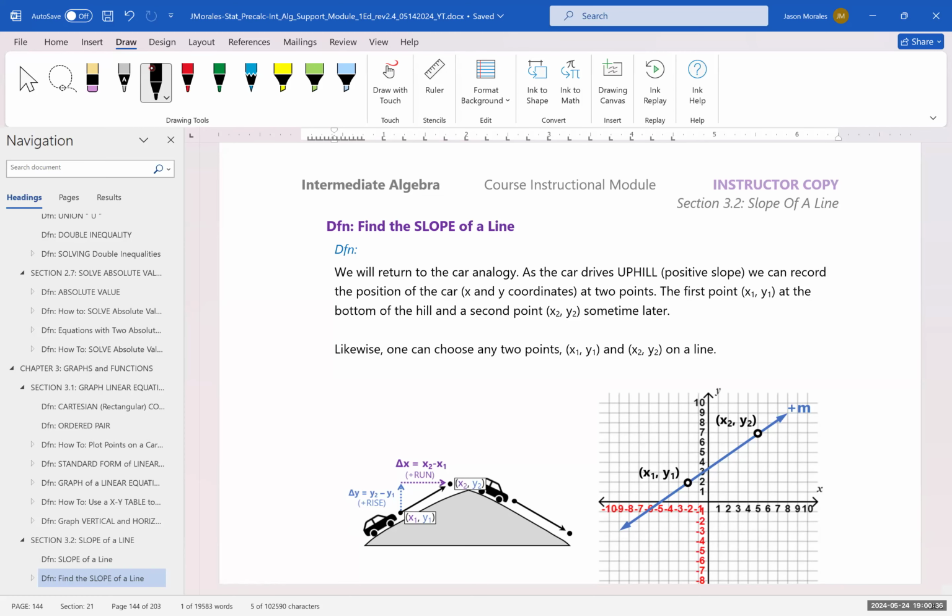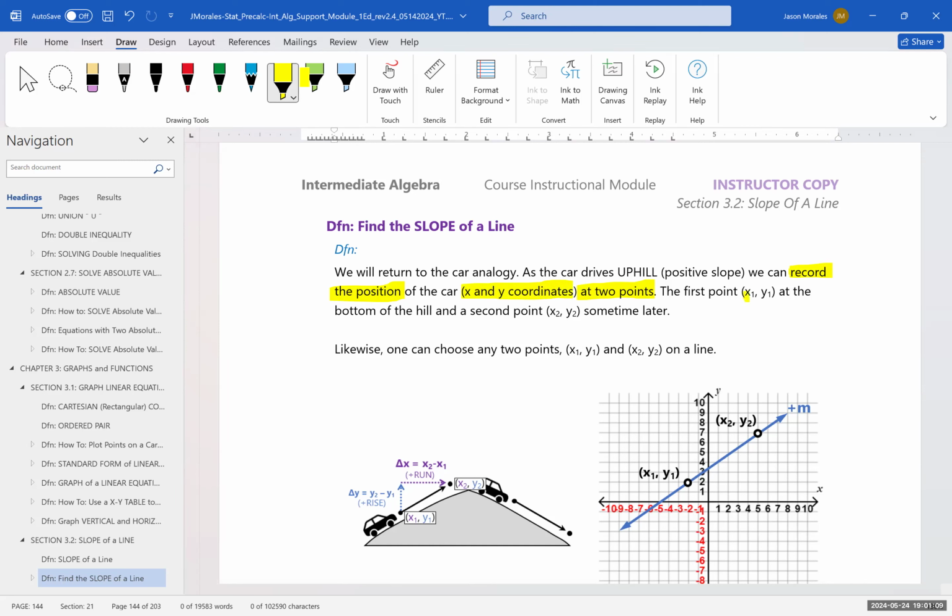Okay, so now that you conceptually know what slope is, how can you algebraically calculate the slope of a line? So we're going to return to the car analogy. As the car drives uphill, it is a positive slope. We can record the position of the car at 2 points, and that would be the x and y coordinates.